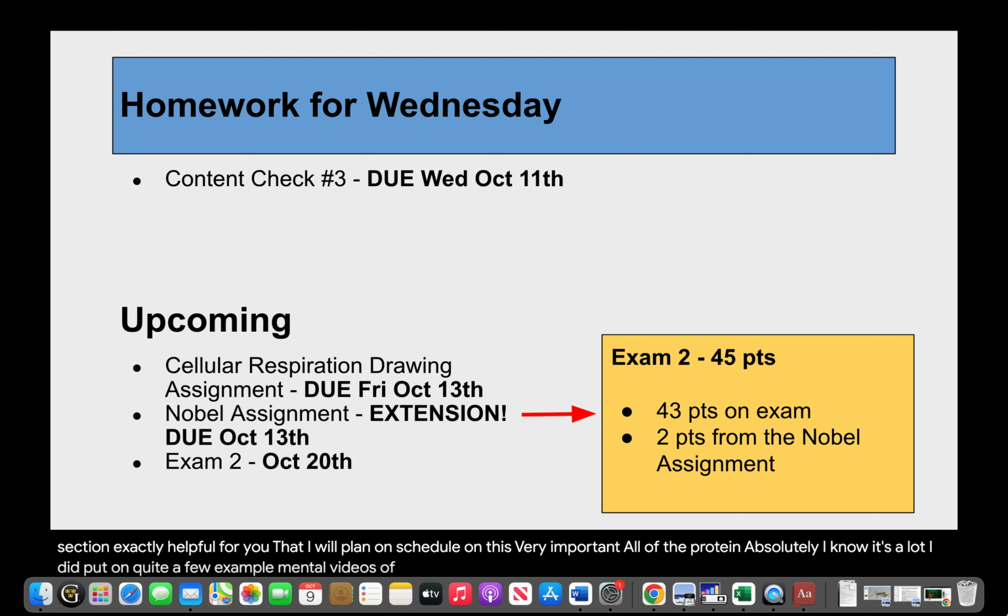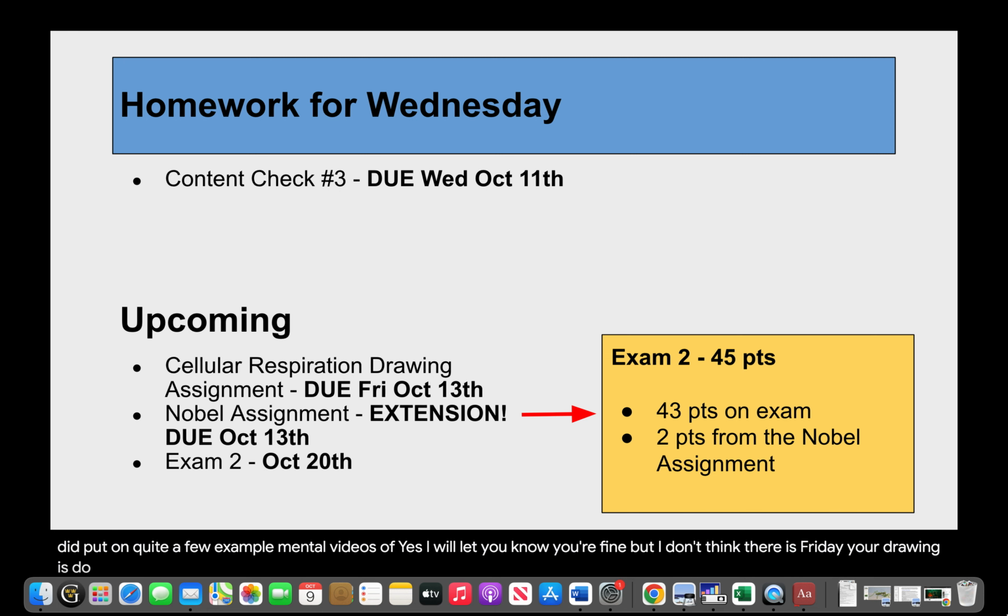Is there anything that I won't be able to get about that wouldn't be on the exam? I'll watch the lecture and take notes and all that. Yeah, I think so. And if there is, I will let you know, and you're fine. But I don't think there is. It's Friday. Your drawing is due, corrections on the exam are due, Nobel assignment extension is due. But that's all on Moodle.